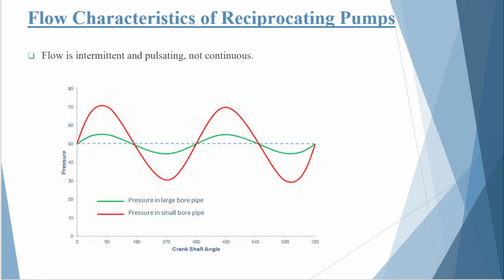These pulsations create several engineering challenges. They generate fluctuating pressures inside the piping system. They introduce vibration. They produce dynamic loading on valves and pipe supports. They increase fatigue stresses. And they may also affect the performance of downstream equipment. This is why reciprocating pumps are almost always installed with pulsation control devices such as air vessels or pulsation dampeners. These devices smooth the flow, reduce pressure fluctuations, and improve the overall hydraulic performance of the pumping system.